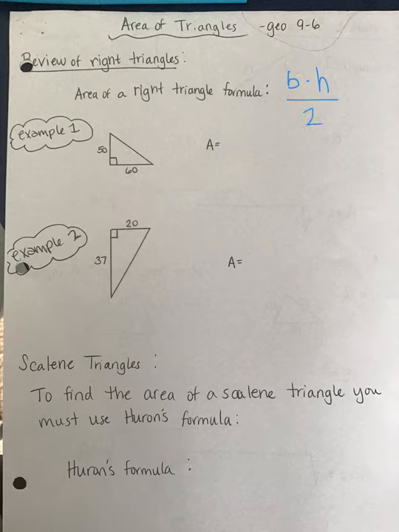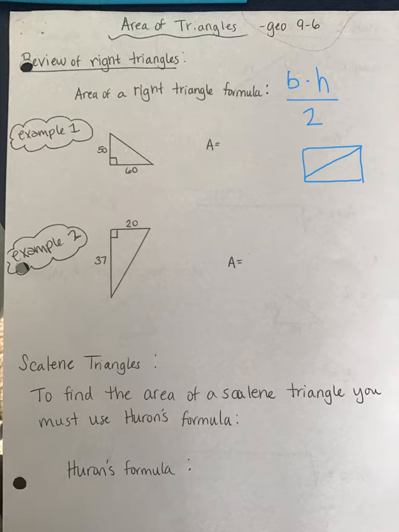The reason it's base times height divided by 2: if you look at a regular rectangle or square, the area of a rectangle or square is base times height. Now, a right triangle is half that, so that's why it's divided by 2.